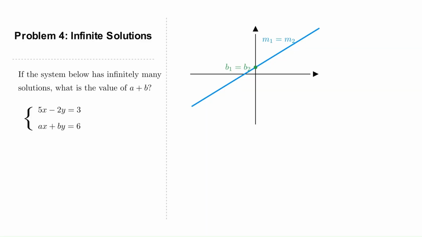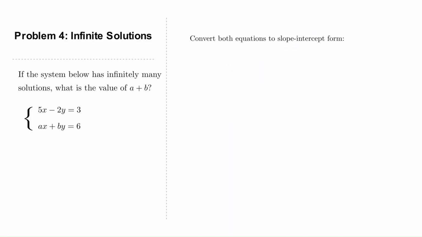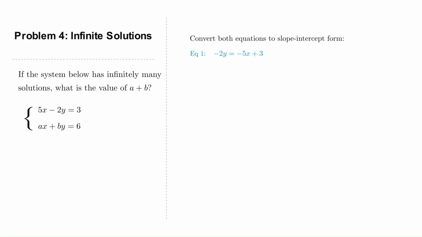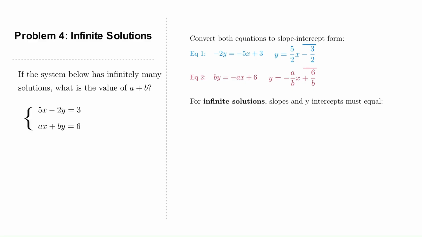Like we did in the previous example, let's convert both equations to slope-intercept form. Starting with equation 1, we isolate y by subtracting 5x on both sides of the equation, then divide each term of the equation by -2. Now let's do the same for equation 2. Again, we isolate y by subtracting x on both sides of the equation, then dividing each term of the equation by b. Since the lines are identical, their intercepts must be equal.